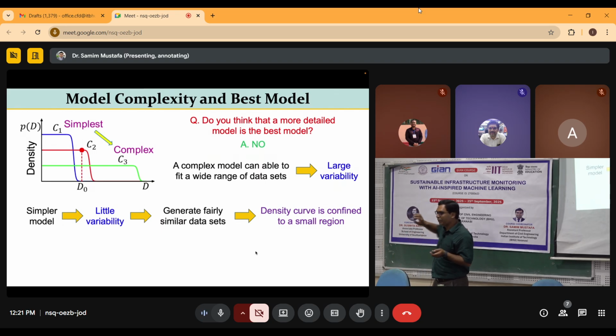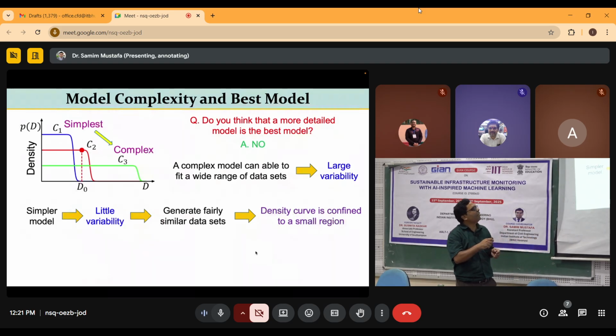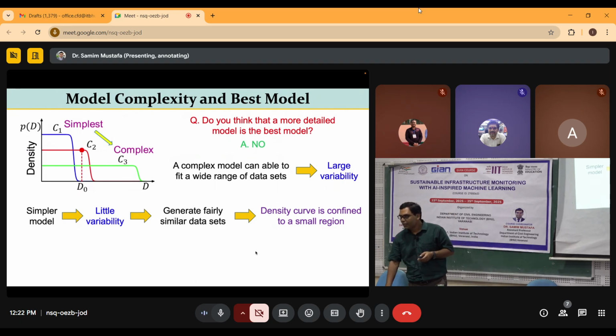Take a simple problem. Suppose there is a straight line equation y equals mx plus c, you add some noise and generate scattered data. Then you try to fit that data using a very complex model, see the error, and then check the error for y equals mx plus c. You will see the simplest model is best. For example, if the data is lying over here, which one will be the best fitted model? C1. Okay, so it's the bias-variance trade-off.